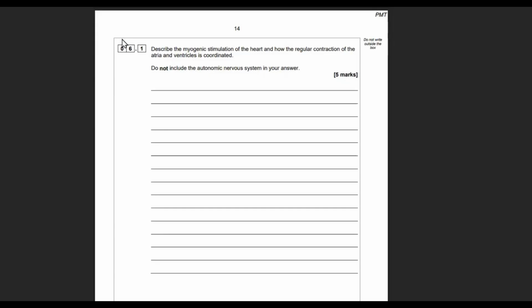Welcome to Let's Get to the Marks. Going through a quick walkthrough question on the myogenic stimulation of the heart and how to use p-values. Okay, guys. Let's get into it.